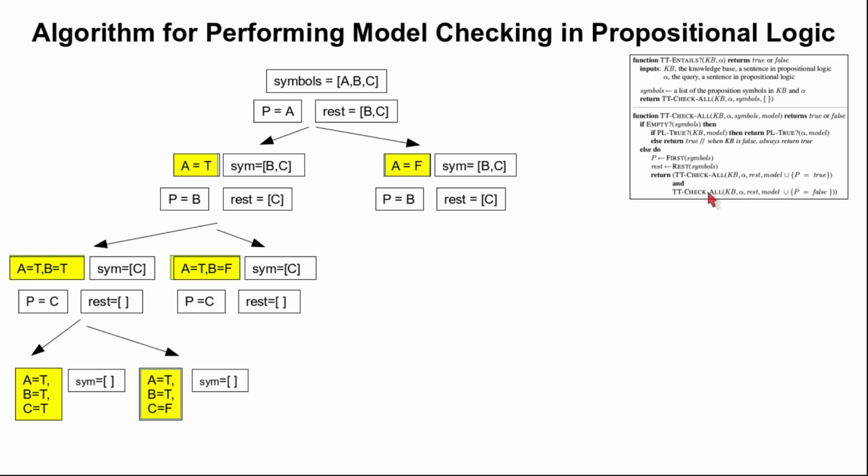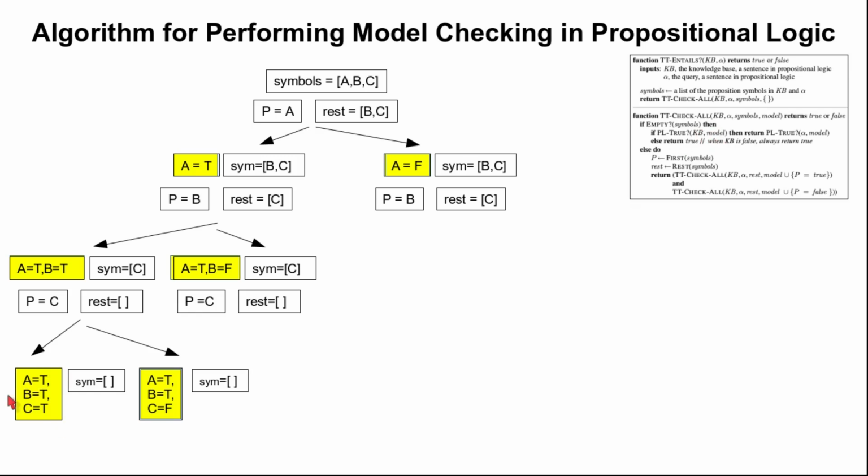However, as we called it for the third time, this time our list of symbol is empty. So when we check whether our list of symbol is empty, it will be true. So we will no longer go to the else. For this call, we will not go to the else. Instead, we will come to this part, and here we do with this PL true, which means we will evaluate. See, we are evaluating the knowledge base in the model.